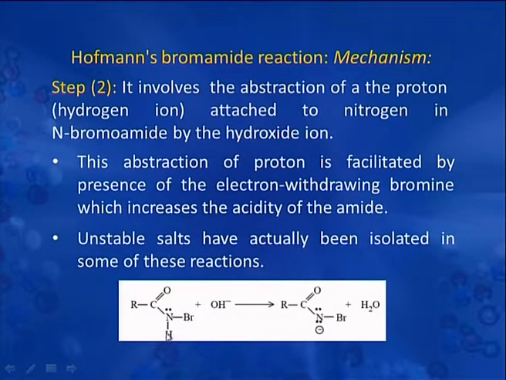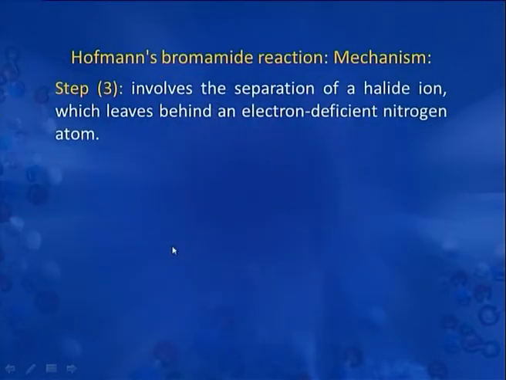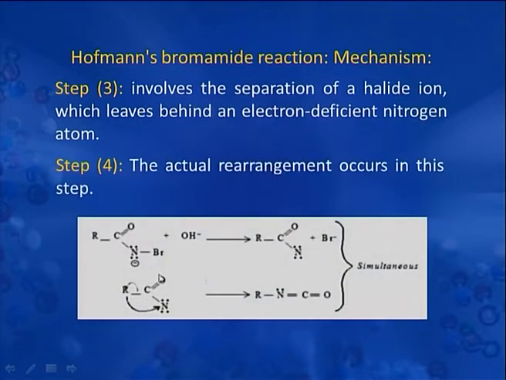Now, abstraction of this proton from N-bromoamide is facilitated because of the electron withdrawing nature of bromine. The presence of electron withdrawing bromine increases the acidity of this amide hydrogen. Then an unstable salt is formed and in some cases this has actually been isolated also. In the third step, it involves the separation of halide ion which leaves behind an electron deficient nitrogen. You can see here this bromide also goes off and this nitrogen has only 6 electrons.